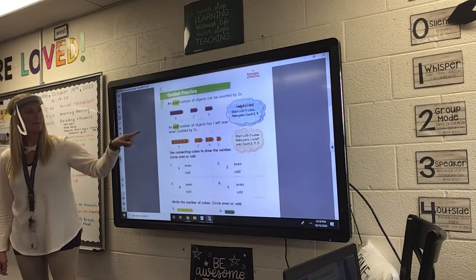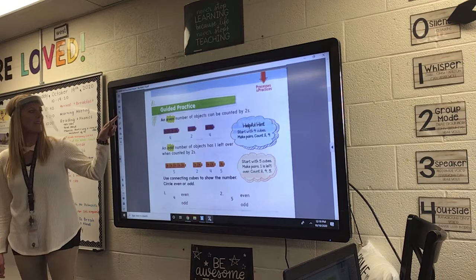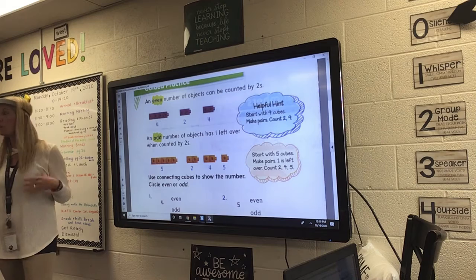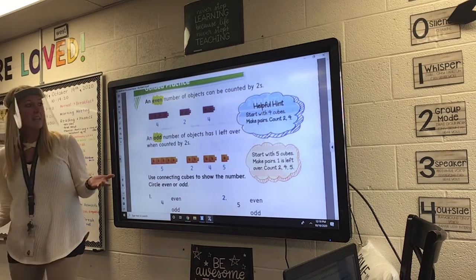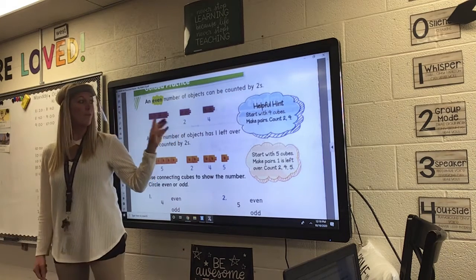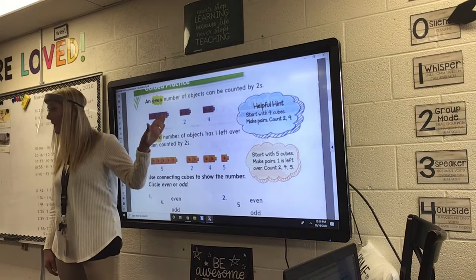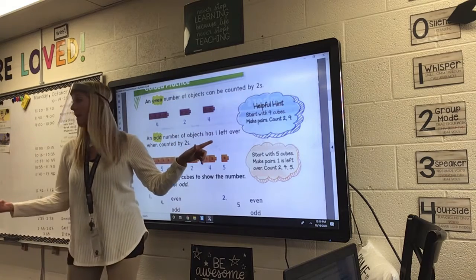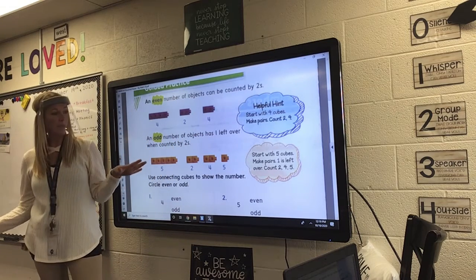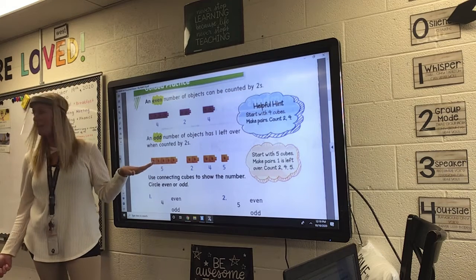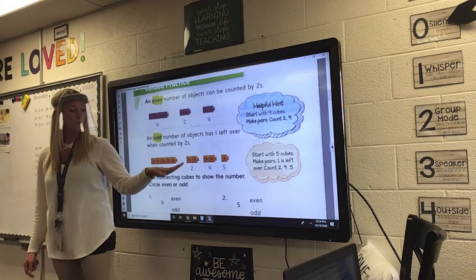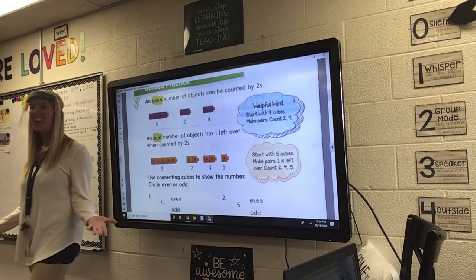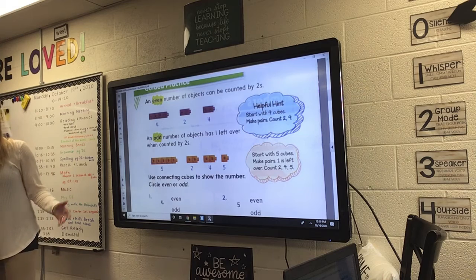At the top, it says an even number of objects can be counted by 2s. So look, we're skip counting. So here's a helpful hint. Start with 4 blocks, make pairs, and then count by 2s. Okay? An odd number of objects has 1 left over, or 1 remaining, when counting by 2s. So look at this block of 5. I could break this apart and go 2, 4. Uh-oh, there's 1 left over by itself, so it's odd. So 5 would be odd.